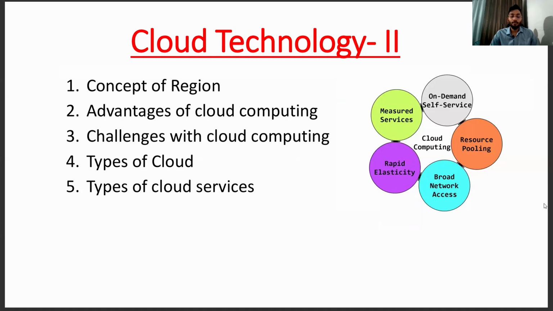Welcome to the second video of data engineering playlist. In this video, we will be discussing the fundamentals and characteristics of cloud computing. Let's get started. Let's understand the fundamentals using these 5 points.